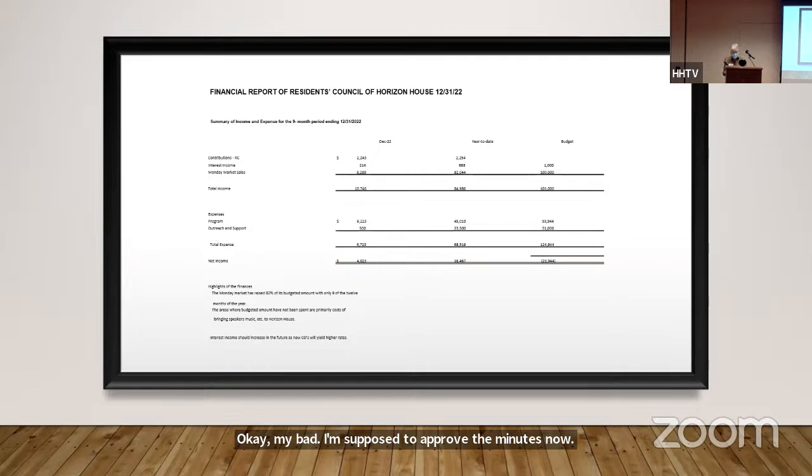Now, our parliamentarian found data that said if we've circulated them and approved them, all we have to do is ask for any changes to the minutes? No? And then we accept the minutes as approved. Okay, so the minutes of the last regular meeting, the December meeting, are approved. Okay, now Karen Smith. Thank you, Karen.